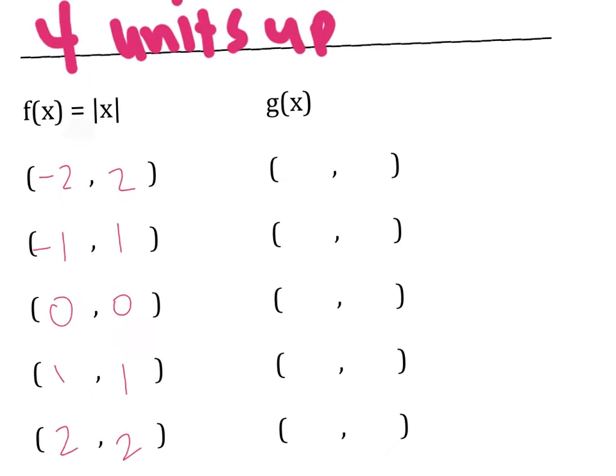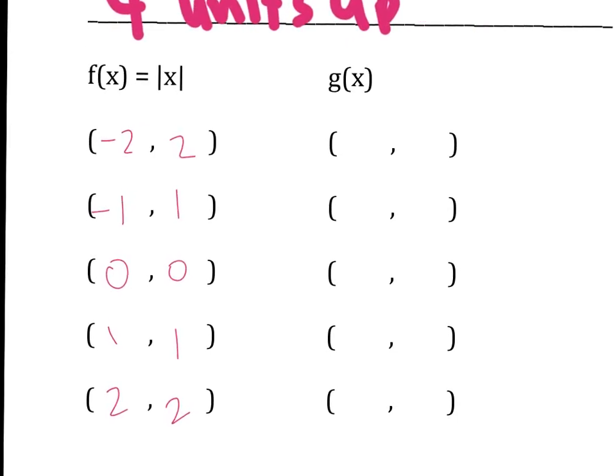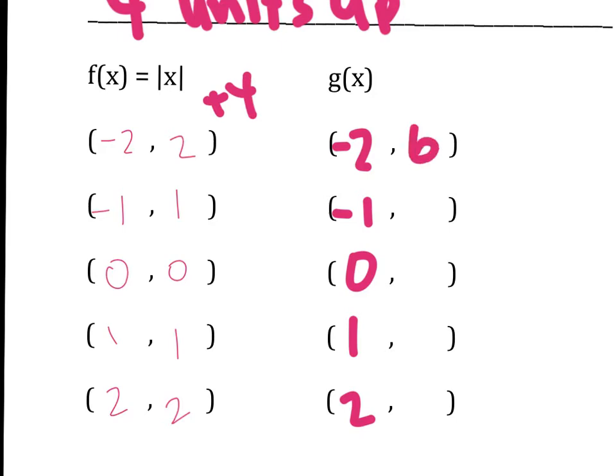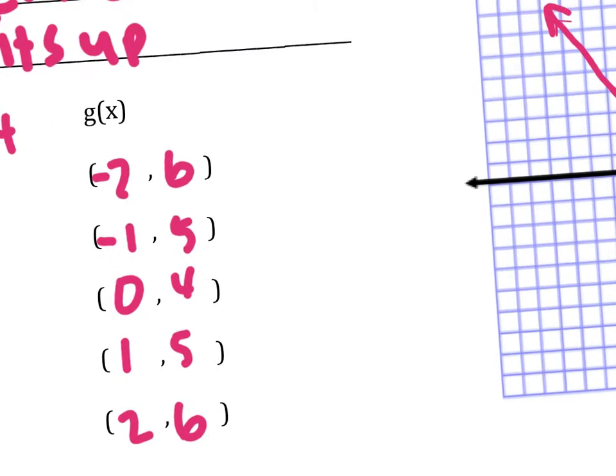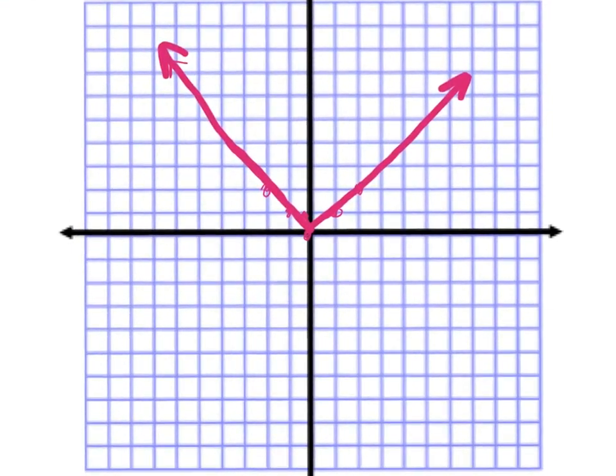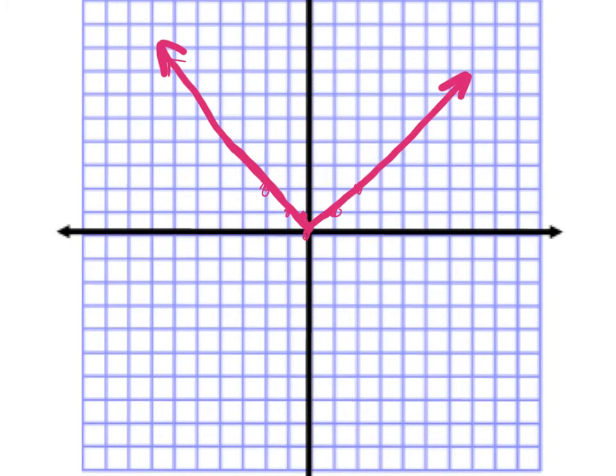So what we're going to do to come up with our new points is our x values are staying the same. So we have -2, -1, 0, 1, and 2, and we're going to take and add 4 to all of the y values. So we have 6, 5, 4, 5, 6. I'll graph this new one in blue. So we were at 0, 1, 2, 3, 4, and then 5, 6, 5, 6. Make your V.